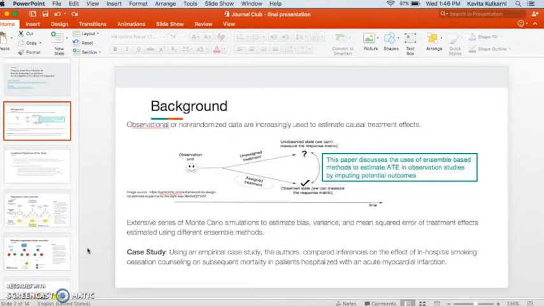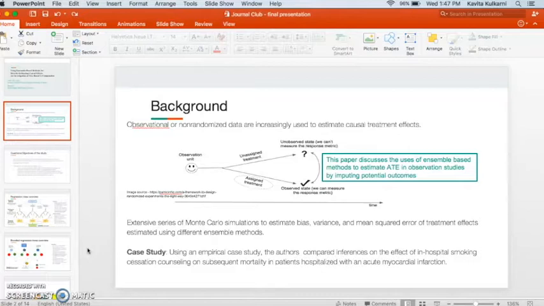Increasingly, observational studies have been used to study causal treatment effects. However, as all of you already know, observational data has the disadvantage of not having measured outcomes for both treated as well as untreated populations. So essentially, this diagram summarizes the issue with observational studies, which is the assigned treatment group has a response metric, whereas an unassigned treatment group essentially does not have a response metric, and this is considered as missing data.